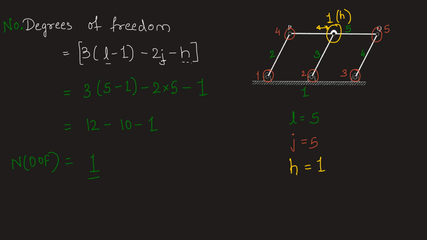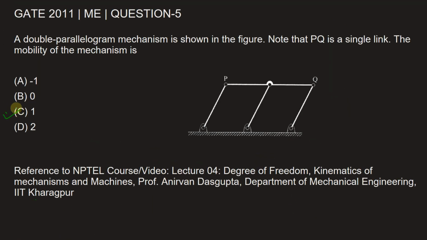Let's go back and mark the correct option. Answer is option C. Mobility of this mechanism is 1.